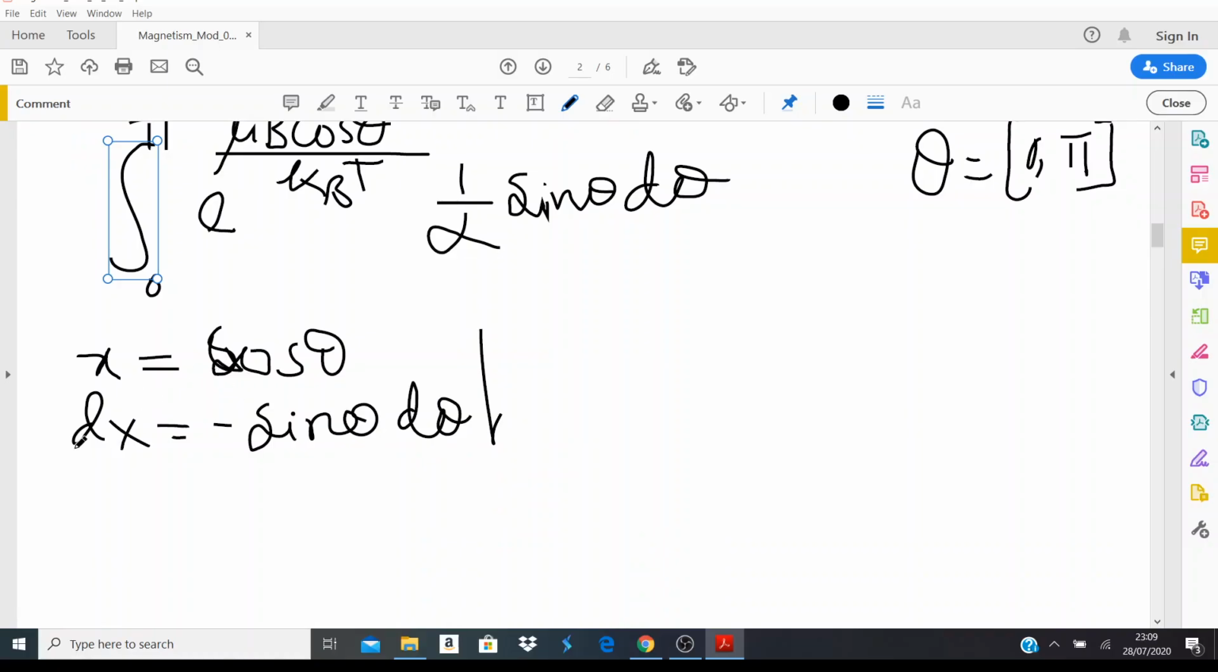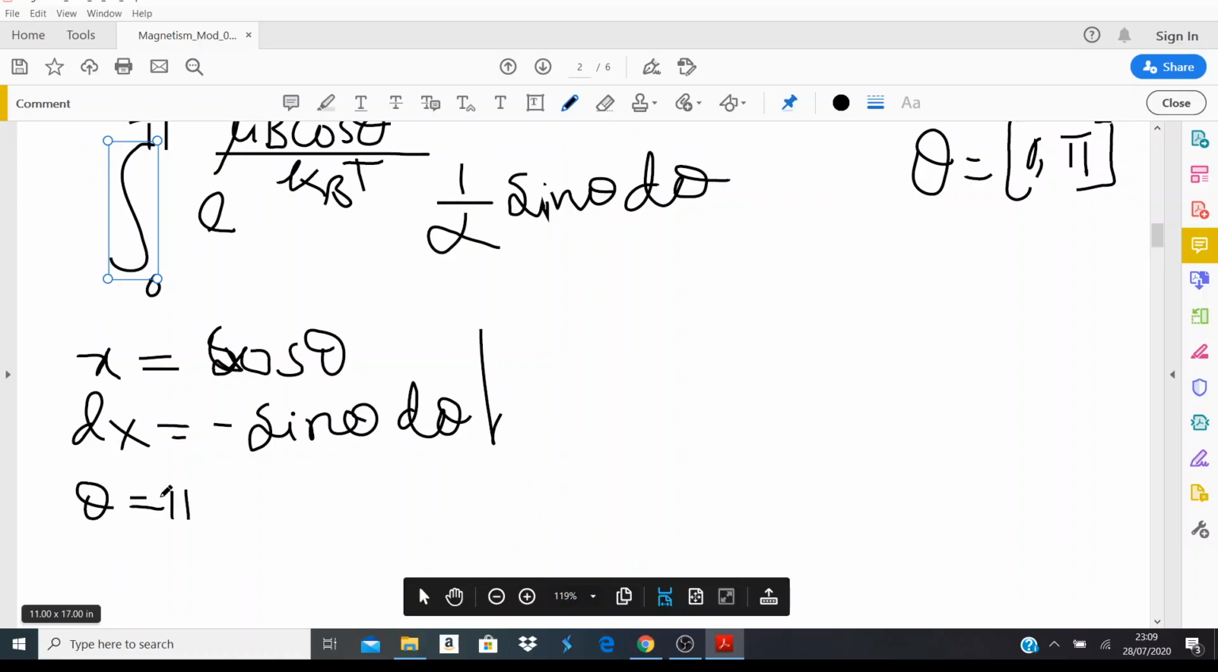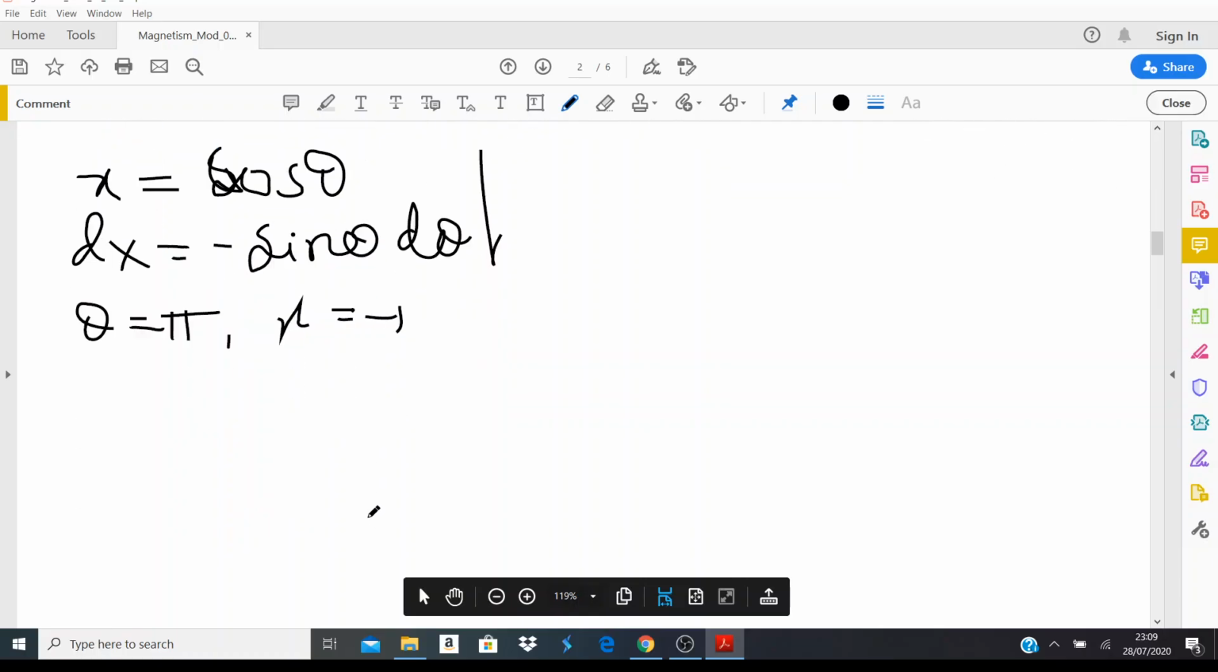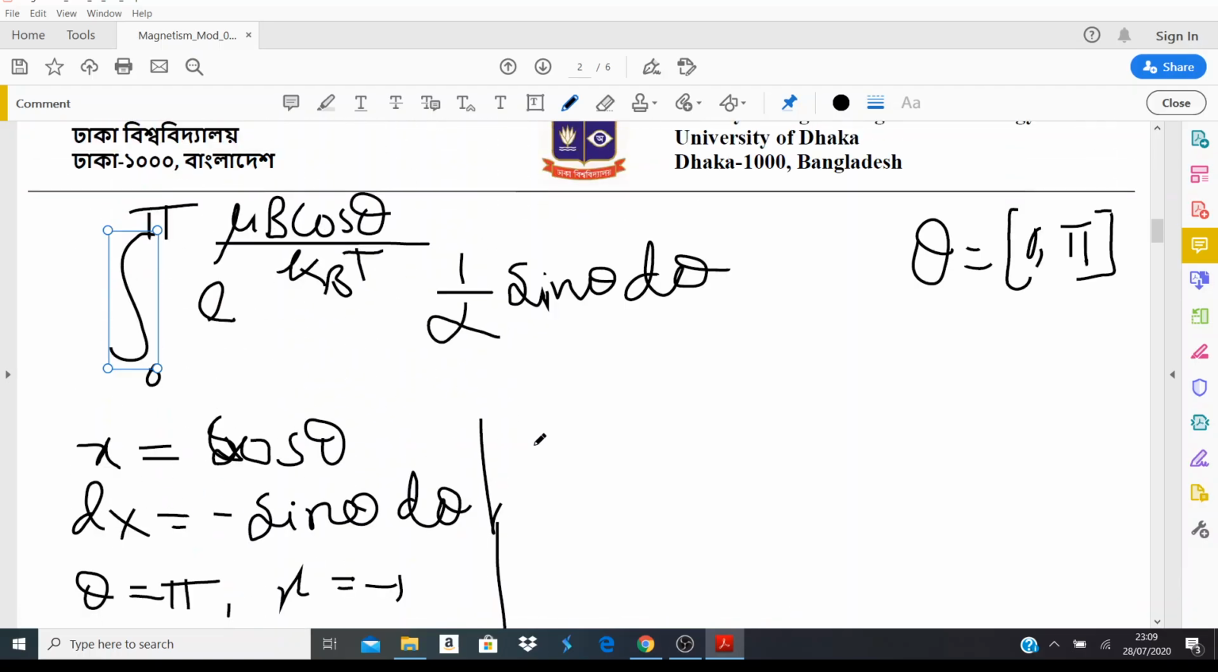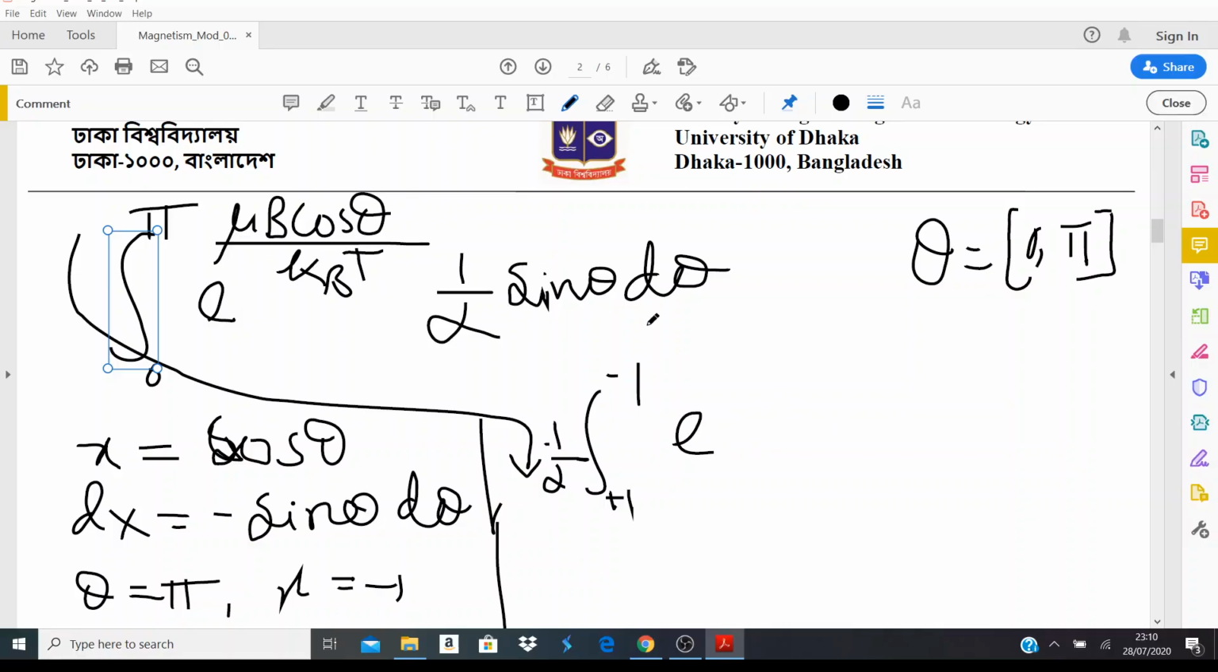And change of variables. So when theta is pi, x is -1, and when theta is 0, x is 1, right? So you need to change these variables into x and put in the limits. Then this integration becomes, so we have some half, we have some minus, and then the lower limit is +1, the upper limit is -1, and cos theta is x, and we are assuming mu B by kBT is a fixed quantity in this problem.